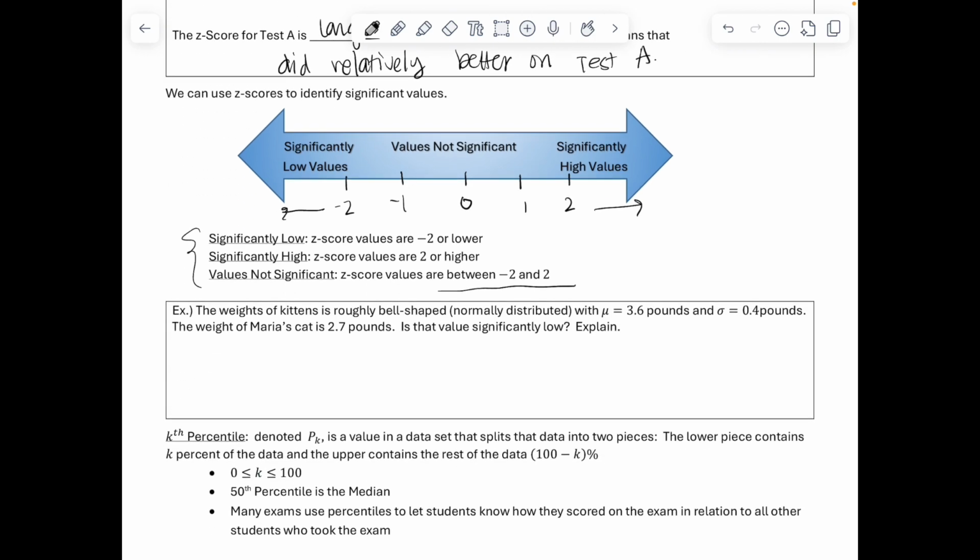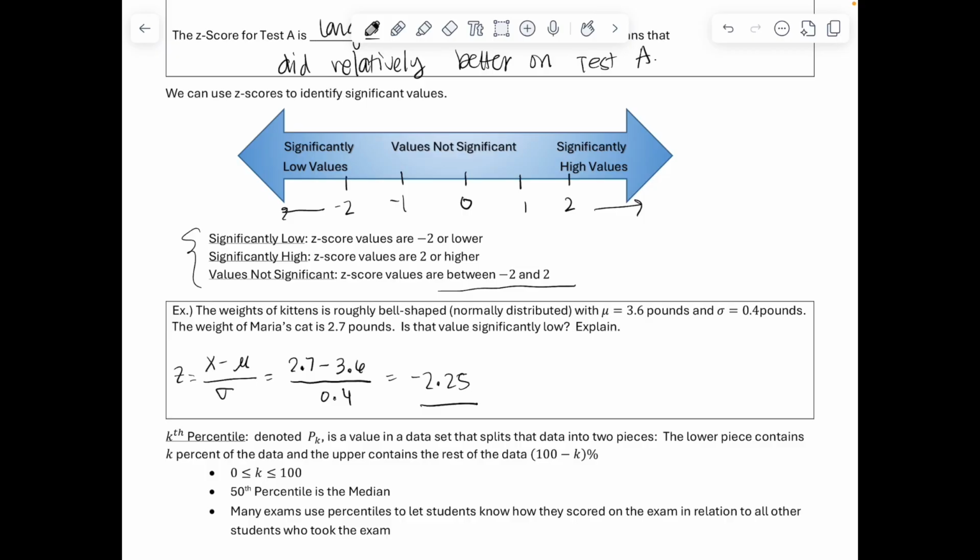In order to figure this out, we're going to calculate our z-value. The z-value is going to be the weight of Maria's cat, minus the mean, divided by the standard deviation. We know that Maria's cat weighs 2.7 pounds, minus the mean, which is 3.6 pounds, divided by the standard deviation, which is 0.4. Subtracting those values and then dividing by 0.4, we get -2.25. So this is our z-score of -2.25.